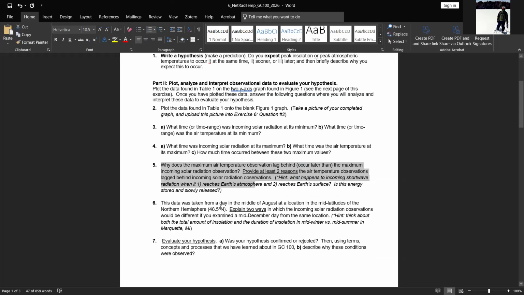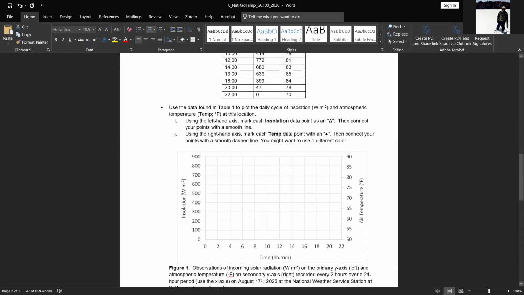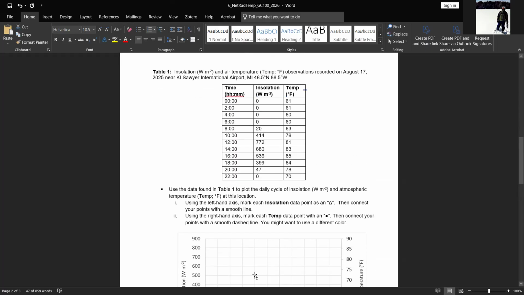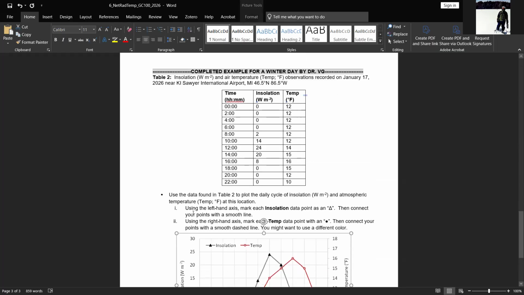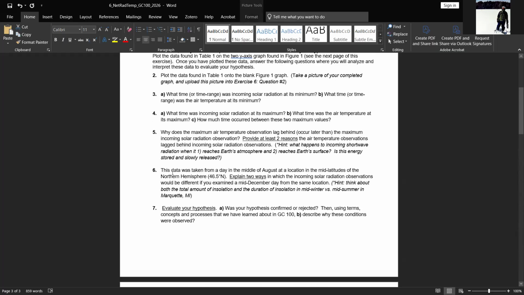And so now you can actually compare the data you plot here in figure 1 with the data that I've provided you in figure 2. And so going to the question, if we were to change from summer to winter, explain two ways in which incoming solar radiation would be different in December.